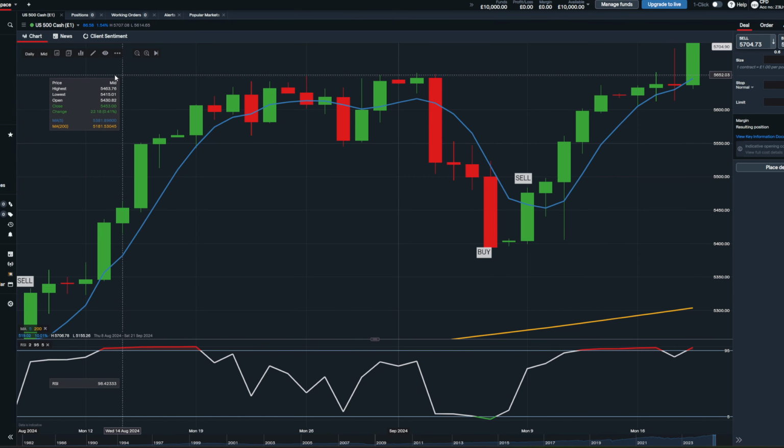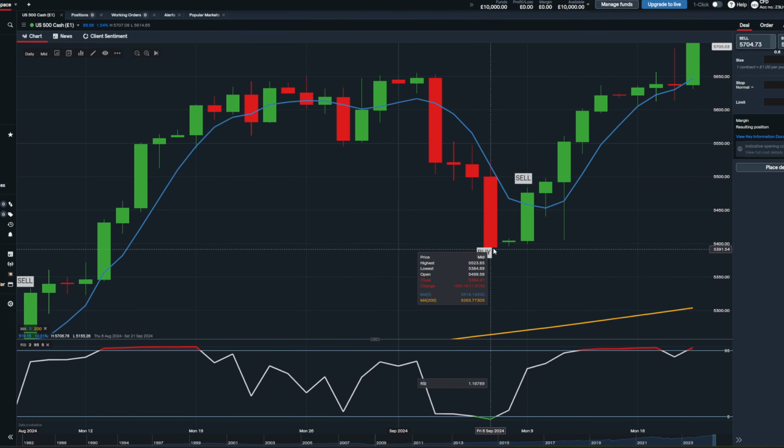There is one challenge to the strategy rules though, which is that everything happens on the close. So it says that you enter on the close of the market if RSI is below 5. However, you don't know what the RSI is going to be until the market is closed, at which point it's too late to enter.